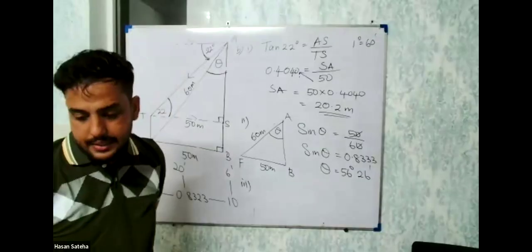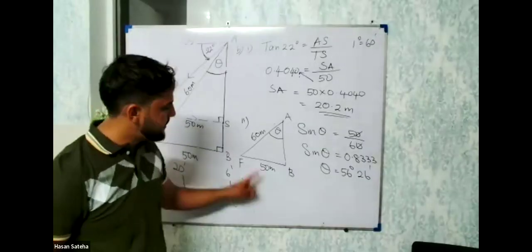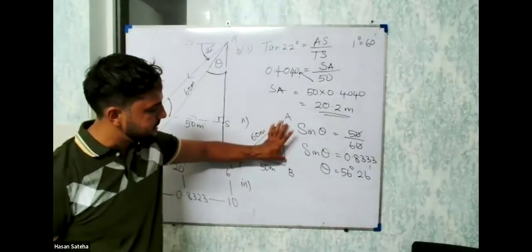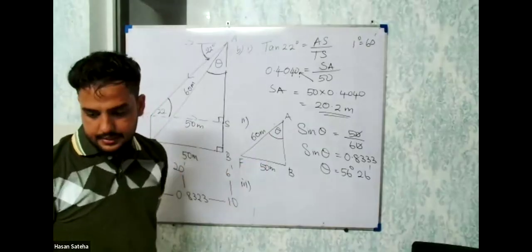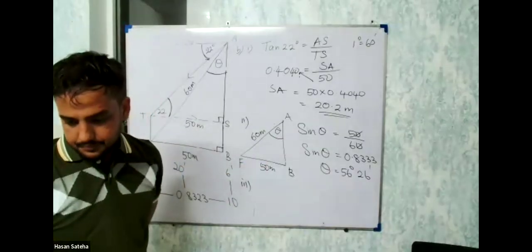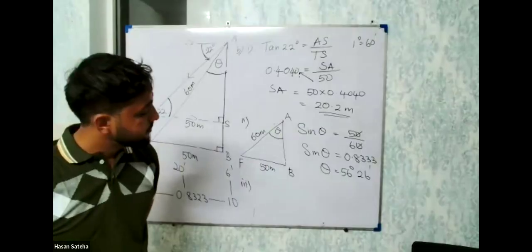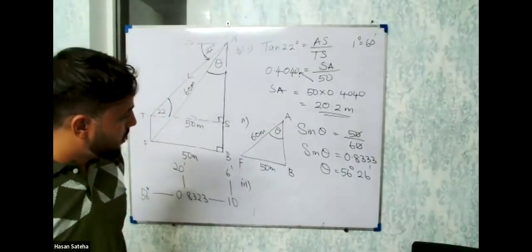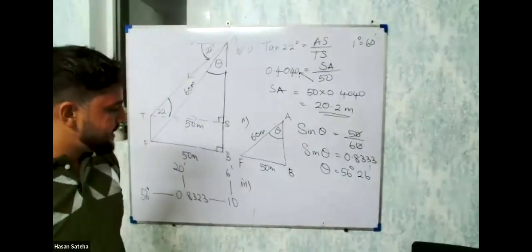Yes, what will be your reasoning? Tell me the reasoning. Because this angle is greater than this angle, this length will be less than this length. Is that the reason? Because the opposite is bigger than the adjacent, right?